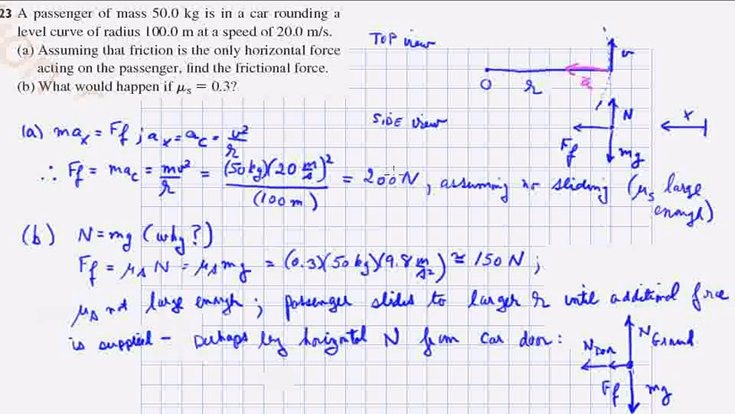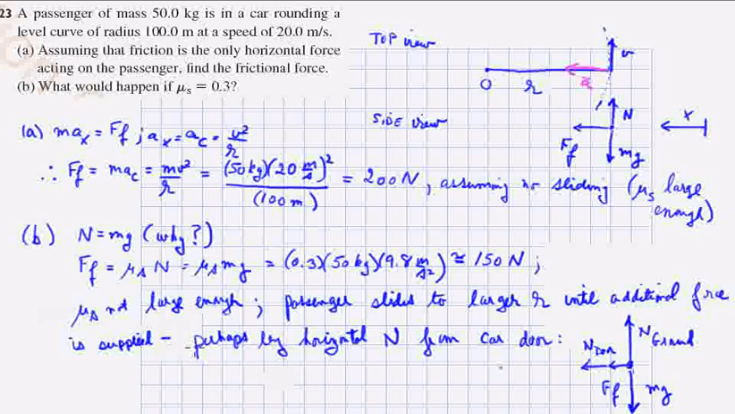And so it's not large enough. The passenger will therefore slide to larger r. The passenger will slide out this way until there's an additional force that gives the passenger the required total inward force, and that might perhaps be by the horizontal N from the car door.